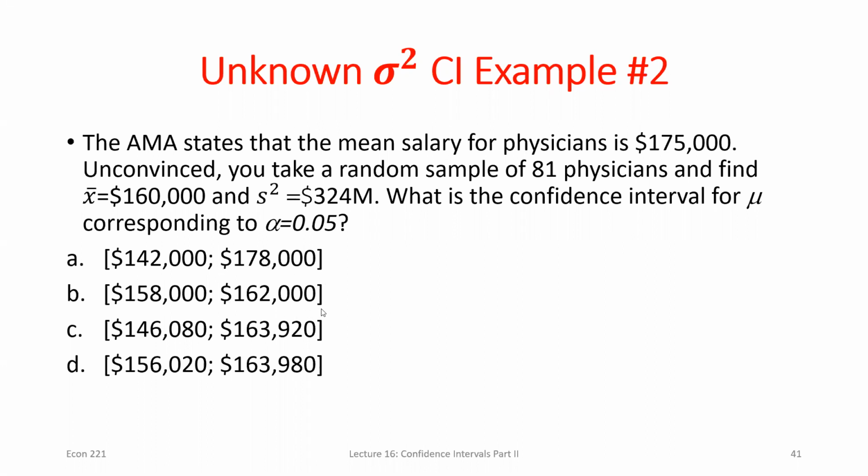From there, it's just a matter of working through this. So we've got an alpha of 0.05. What area am I going to want on either side of the interval? Alpha over 2. So 0.05 divided by 2 is 0.025. What's my degrees of freedom here? If my sample size is 81, degrees of freedom is just n minus 1, so 81 minus 1 is 80.